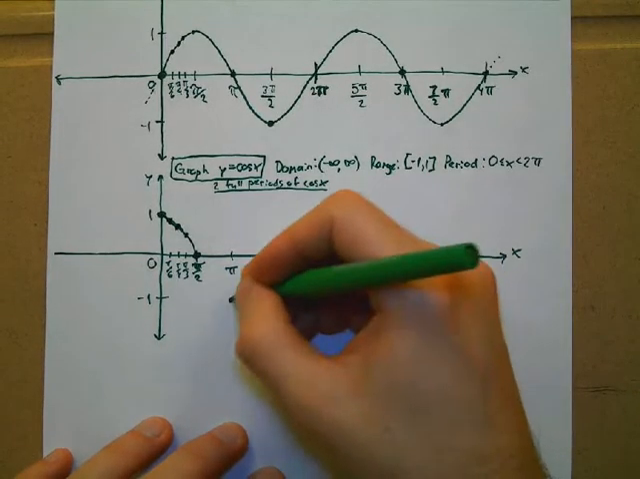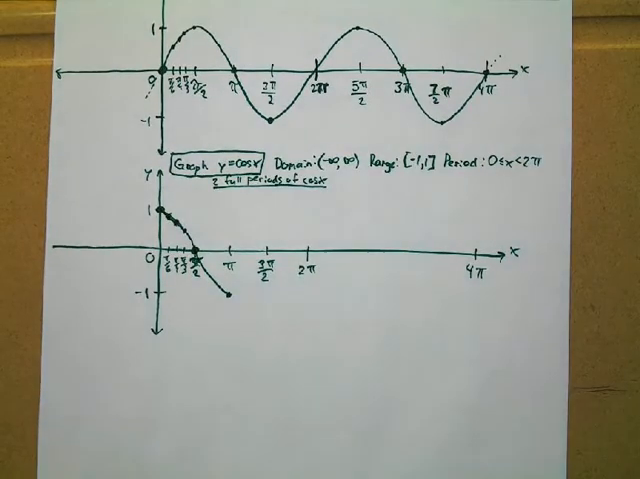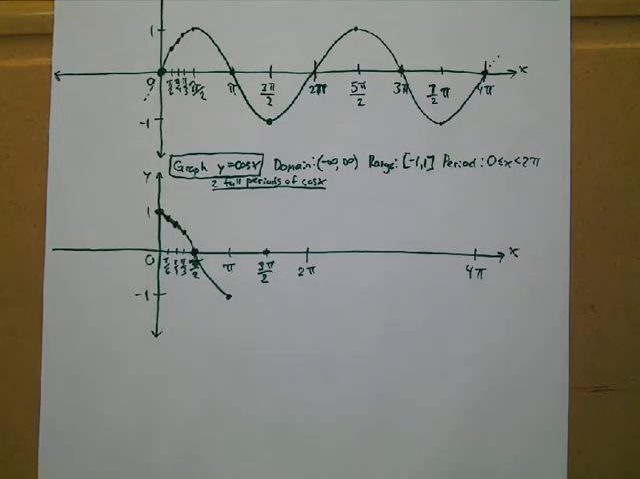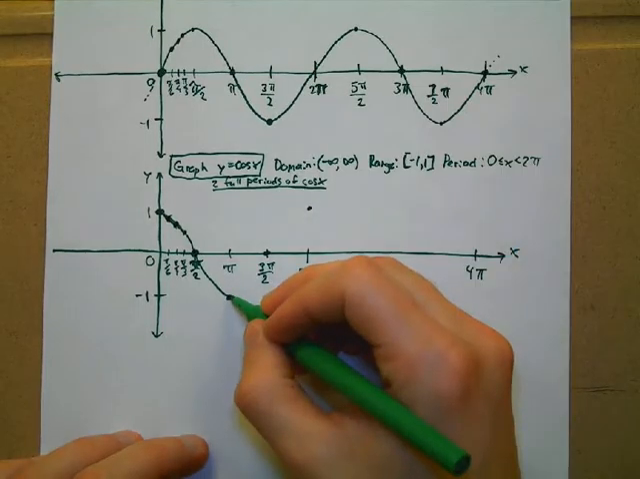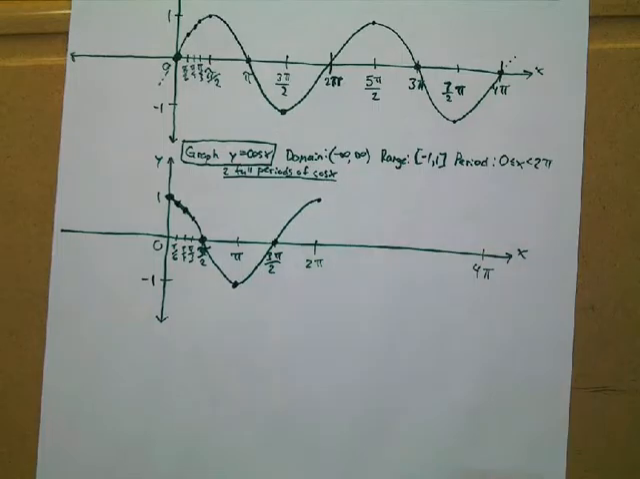Back here, so it's 1. Okay. So the full period of cosine looks like that. Starts up, hits the 0, goes down, hits the 0, goes back up. Starts off 1, 0, -1, 0, 1.